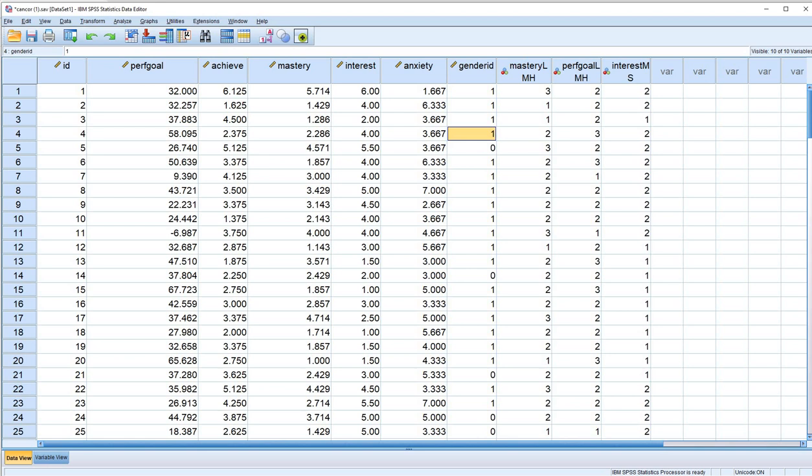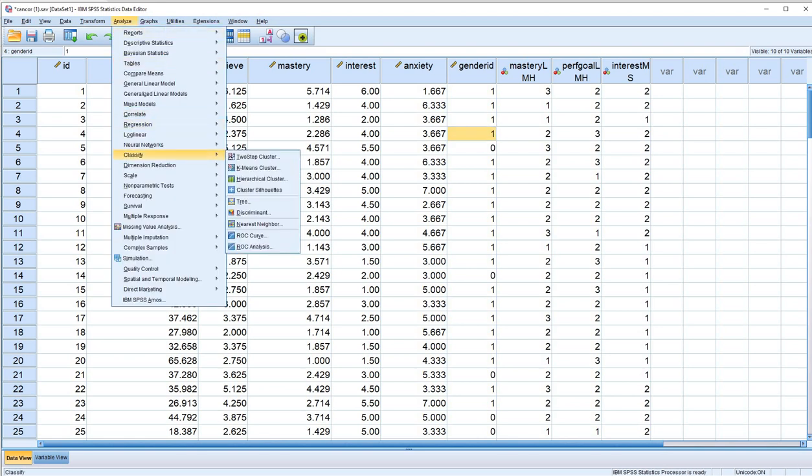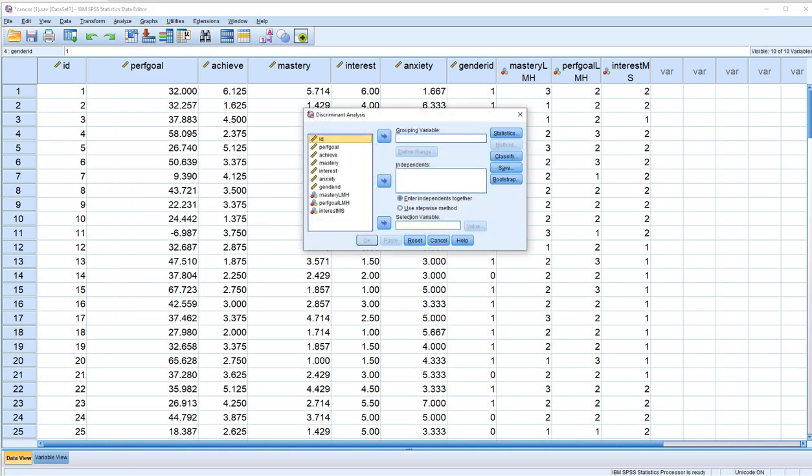So to run our analysis, we're going to go to Analyze, go down to Classify, and then go down to Discriminant. We'll move our dependent variable gender ID to the grouping variables box, and where it says Define Range, we're going to click on this box, and the minimum and maximum values are 0 and 1, since there's only 2 groups in this data set. So we'll click on Continue now, and so you can see it highlights up here 0 and 1. And we're going to move our predictor variables over.